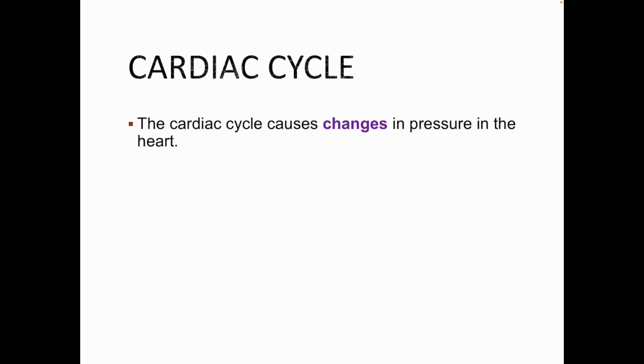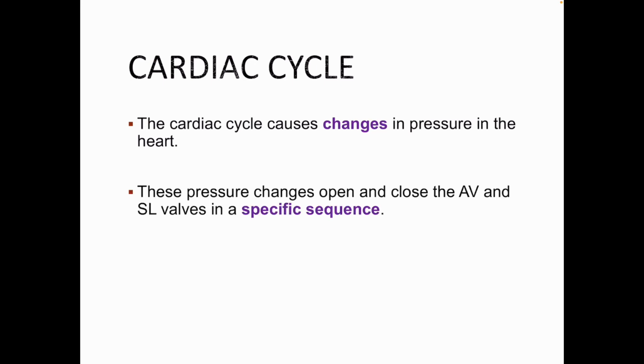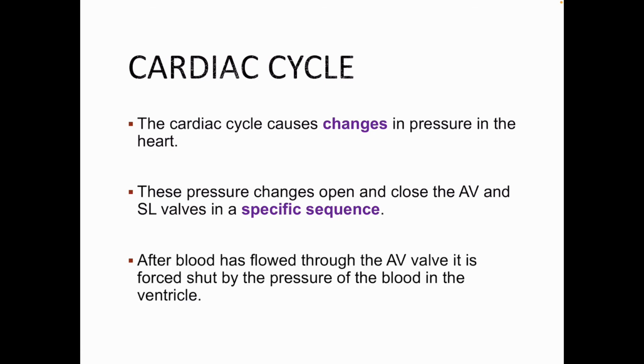So because of the different parts of the heart contracting and relaxing, this causes changes in pressure within the heart. And it's these pressure changes that cause the AV valves and the semilunar valves to open and close in a specific sequence. Once the atria have contracted and the blood has flowed into the ventricles, the pressure of blood in the ventricles is higher than the pressure of blood in the atria. That causes the AV valve to close.